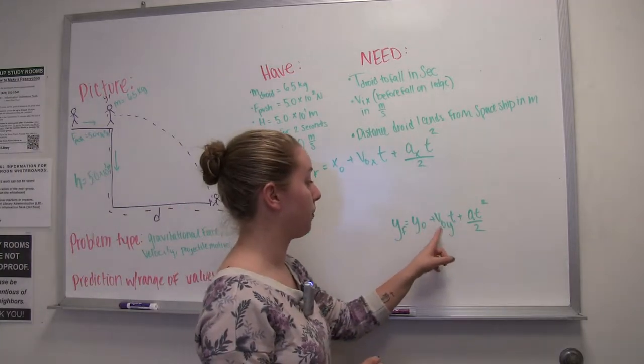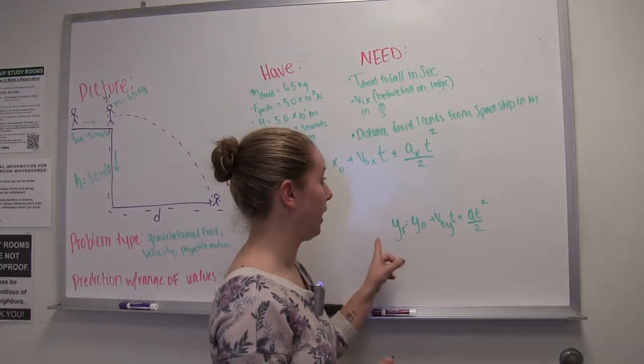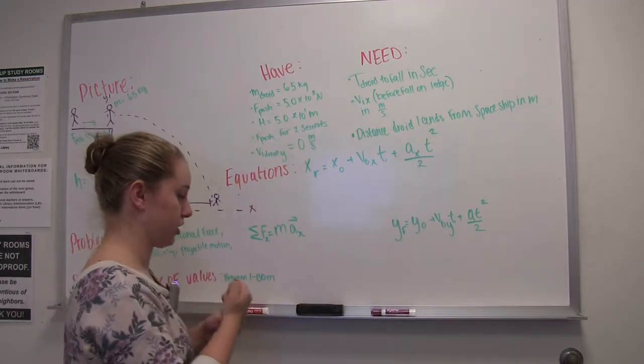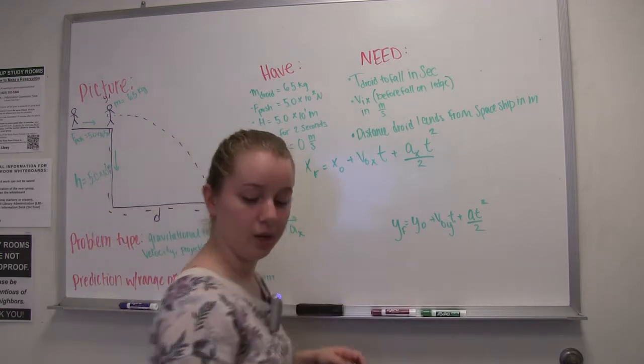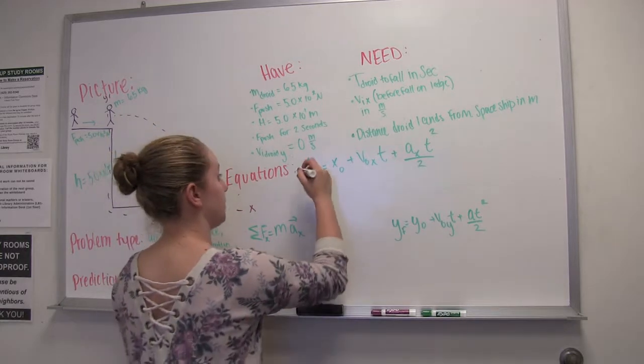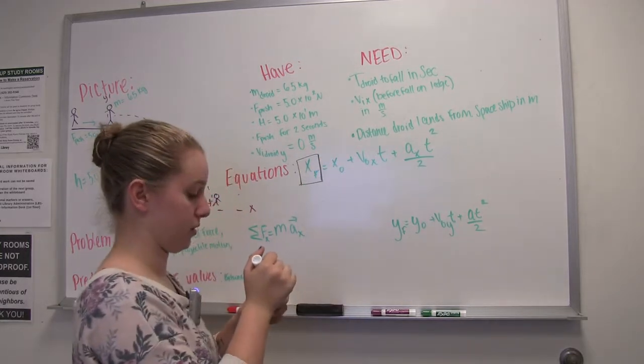So with all the components that I know, I can then rework the problem to solve for time, and then plug that piece in. So just as a quick reminder, we are looking for the distance the droid lands from the spaceship in meters.